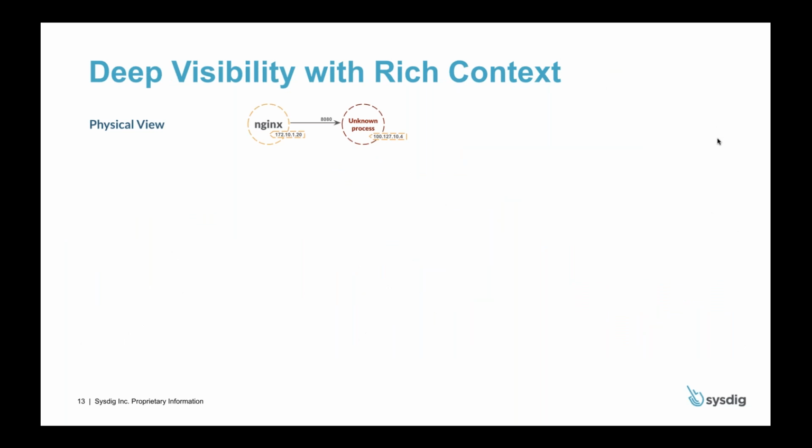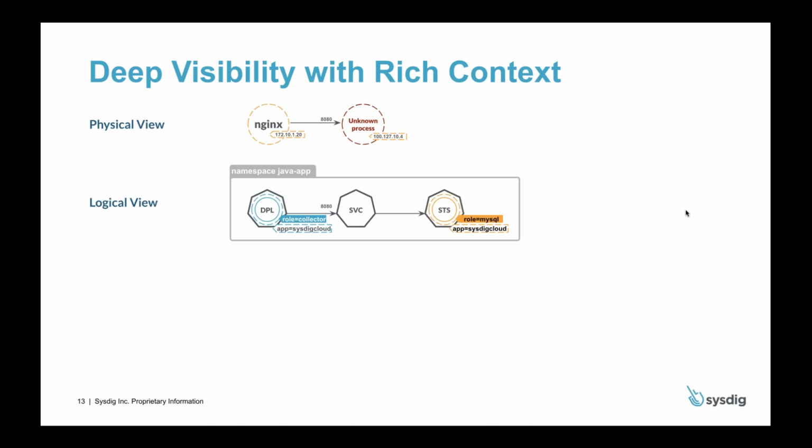As we think a little bit about this visibility, you can start with this traffic communication, saying that from a physical standpoint, it's an Nginx process on this IP that's talking over port 8080 to this unknown process. And we take that specific network event and give you more context around it that you can understand from a logical standpoint, saying this deployment, part of this app via this service, is talking to the stateful set that is tied to a MySQL database. All of this is part of this Java application namespace.